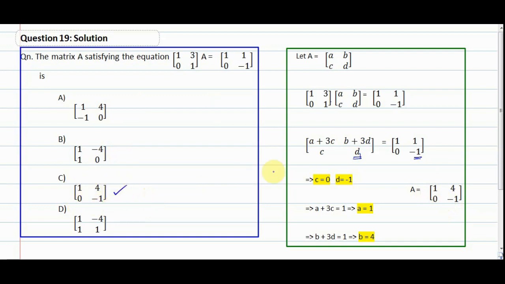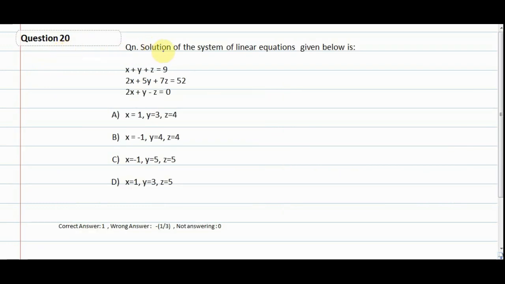Now let's move on to question number 20. The solution of the system of linear equations given below is. We are given three linear equations in unknowns x, y and z, and we have to find out the values of x, y and z. You may try to solve this by yourself. Please pause the video and try to solve this. If you have solved this, you may check the answer. Here the right answer is given by option D.